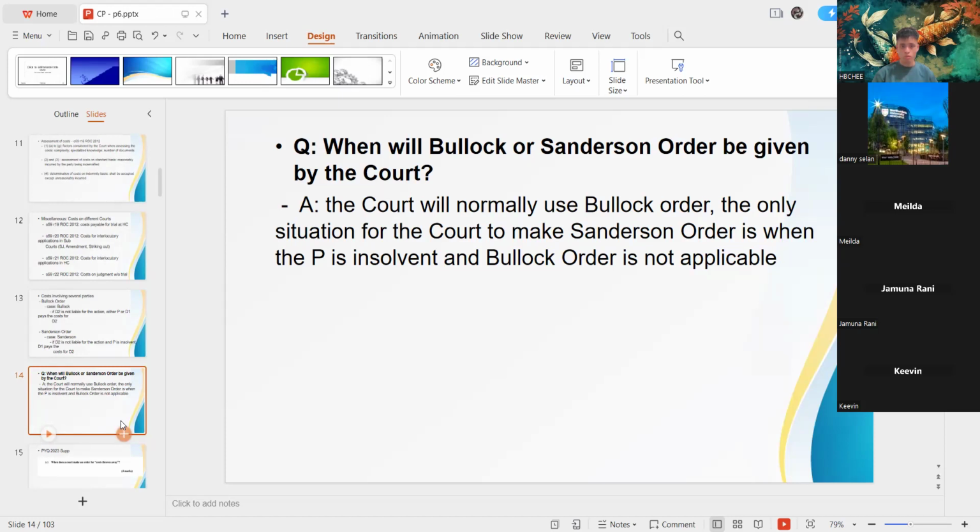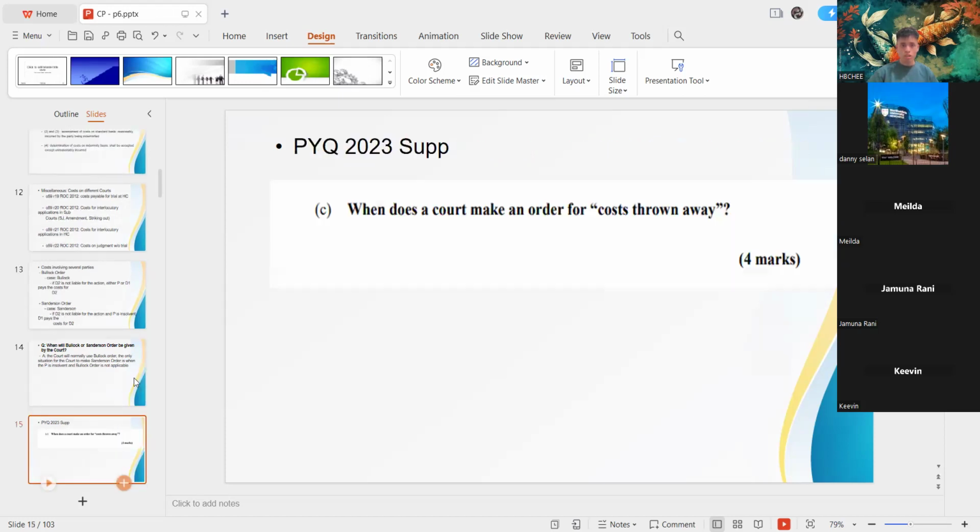Okay, now we will come to the next one. This is the last year paper, a past year question. This is the 4 marks question, and basically when you see "when does the court make an order for cost thrown away?", I would say that this is a jackpot question because it is for 4 marks.